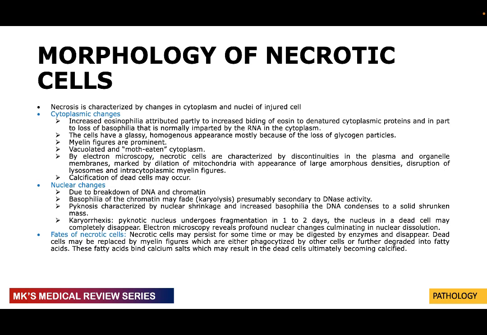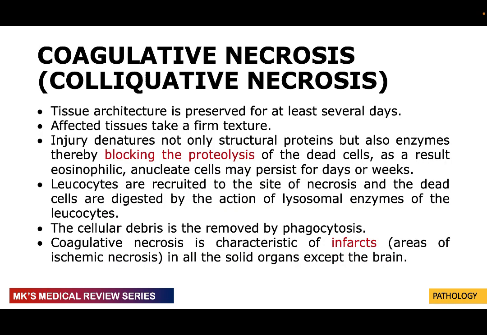Remember that necrotic cells may sometimes remain in the body where they are for some time, or they may be digested by enzymes and completely disappear. So the dead cells are going to be replaced by these myelin figures, which are either phagocytosed by other white blood cells or even further degraded into fatty acids. And these fatty acids, like I said, tend to attract calcium salts, and calcium ultimately is going to deposit in these dead tissues. There are different types of necrosis you need to be wary of.